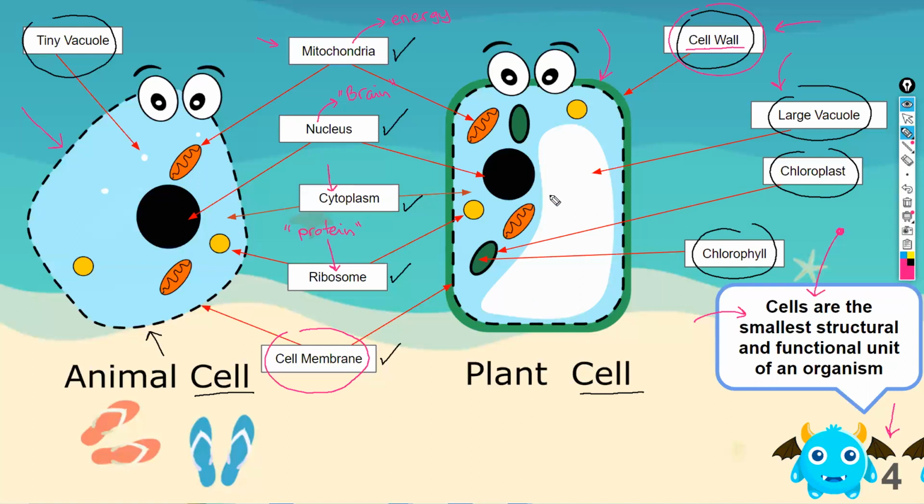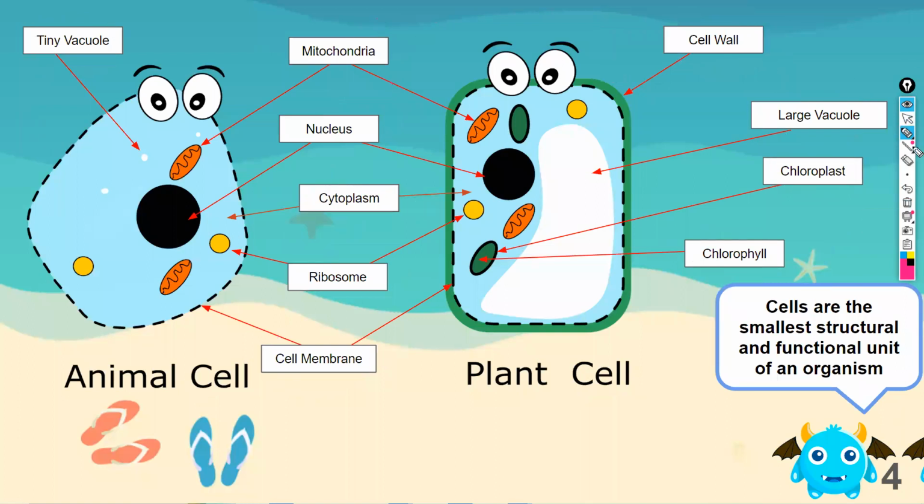And because it's so large, it helps the cell wall keep its shape, right? So the vacuole does three things. It stores food, it stores waste, and it helps give structure to the plant cell, just like how the cell wall also gives structure. All right, so guys, it's time to change the slide, and you're going to see everything written down now on each part of the cell.